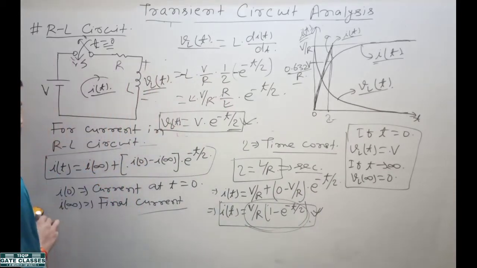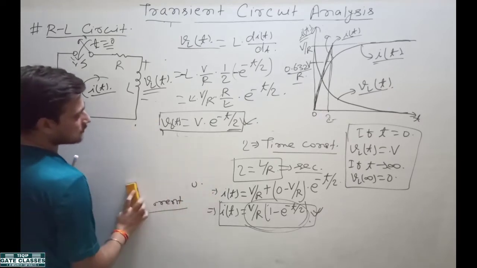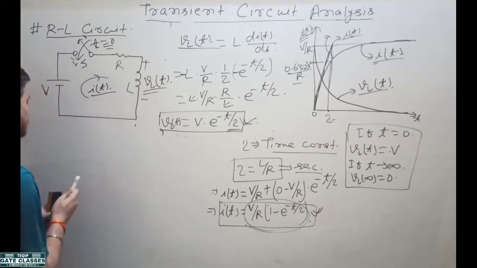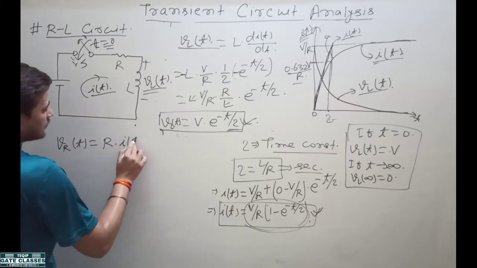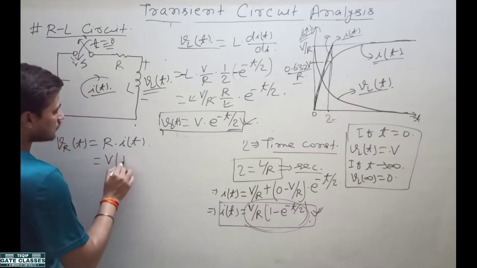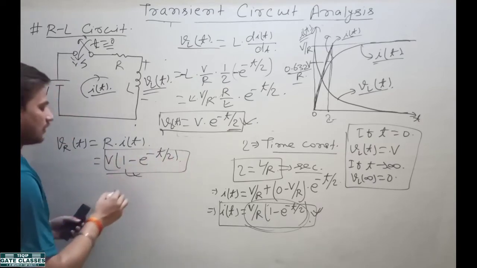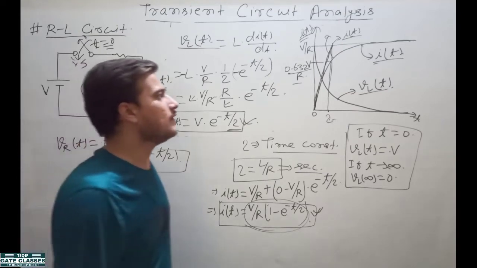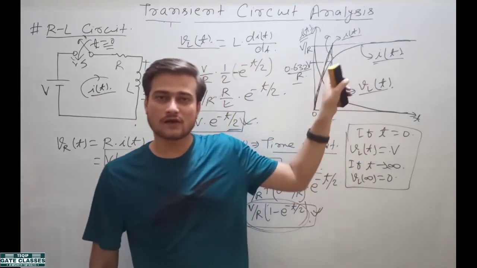Next your question will be, sir, what will be the expression for voltage across the resistor? Because the resistor is also one of the components of this circuit. To write the voltage across the resistor, it will be VR(t), and it will be equal to R into I(t). So here you multiply by R, and it will be V into 1 minus e to the power minus t by tau. Means the way current is behaving, the same way voltage across the resistor will be behaving. So this will also be the waveform for voltage across the resistor.